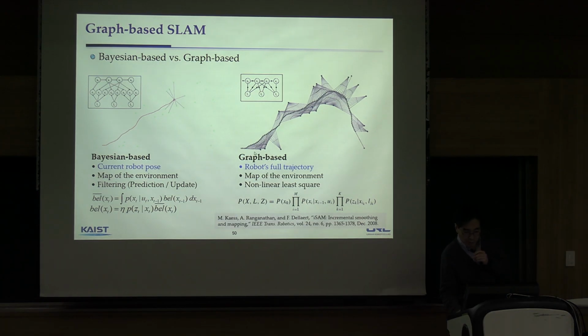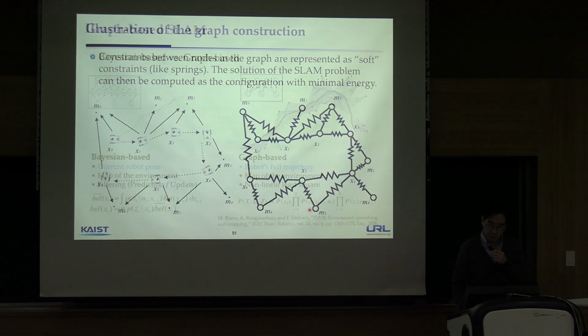So if the robot starts from here, and we have multiple observations like here, and this is the current pose, then using all the information gathered from time 0, we optimize all the information. Then we can estimate the full trajectory from time 0 up to time t. It requires a lot of computation time actually. The nonlinear least squares method should be applied.